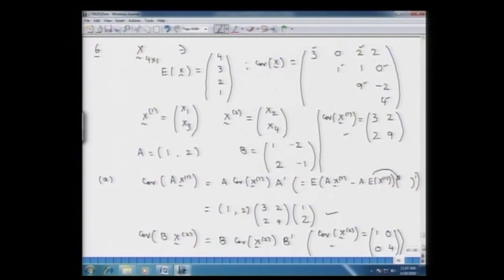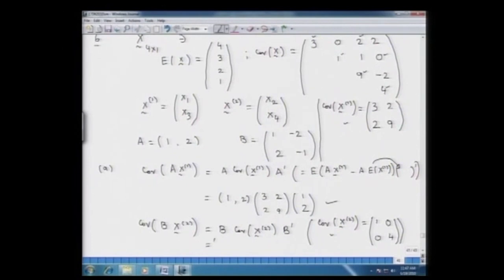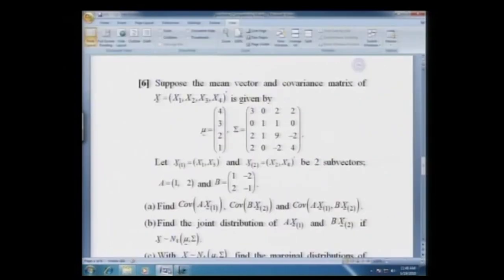So, we can actually plug that in and get the covariance of this. So, this B matrix is written somewhere here. So, that is 1, minus 2, 2, minus 1, and then the covariance matrix of this x2 subvector is 1, 0, 0, 4, and then this is the transpose of this. So, that this is 1, 2, minus 2, minus 1. So, this is the covariance of the Bx2 component. Let's move on to the next part. What was the next part?